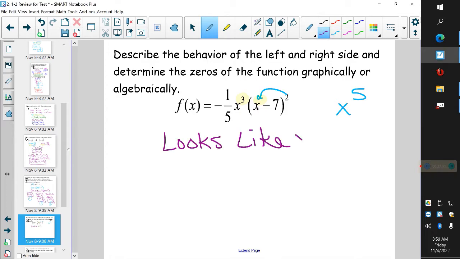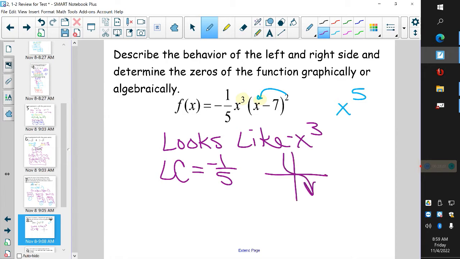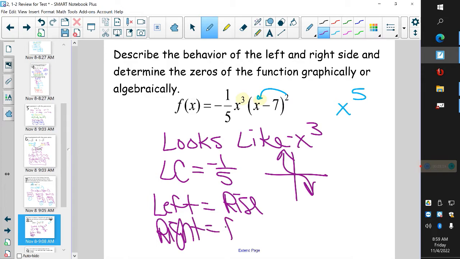X to the third. It's going to look like x to the 3rd, but what is the leading coefficient of this overall function? Negative 1/5. So what is it going to look like? Negative x cubed, yes? Which means this thing is going to have the left-hand side doing what? Is going to rise, and then the right-hand side is going to what? Fall. Do we understand that, yes or no? How do you know that again? Because the leading coefficient is negative, and since it's negative, it's reflected over the y-axis here, so that's why it's going to go up on the left and down on the right.